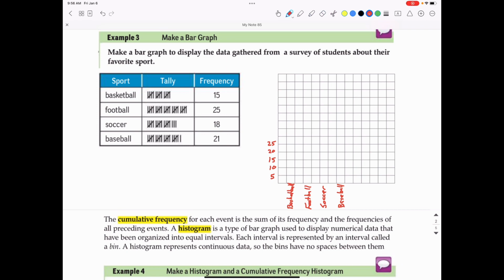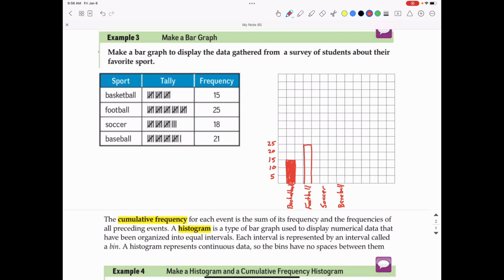And then for basketball, 15, so I'll draw a bar that goes up to the 15. And I'll color that one in. Again, it's not necessary. Sometimes you don't see colored in bars, but it does make it nice and pretty when you do it that way. Football goes up to 25. Soccer goes up to 18.